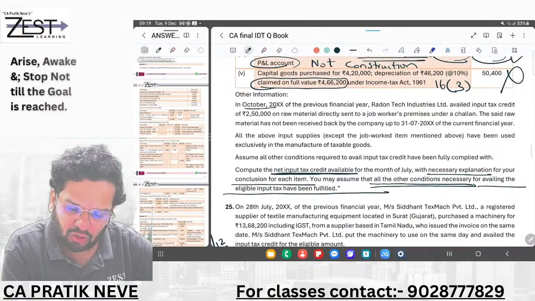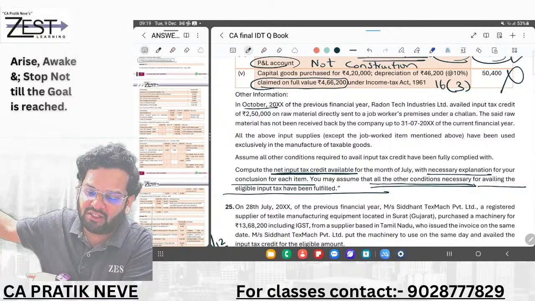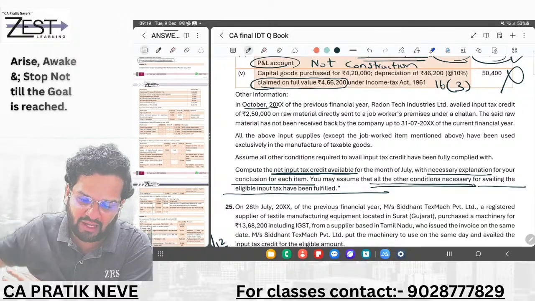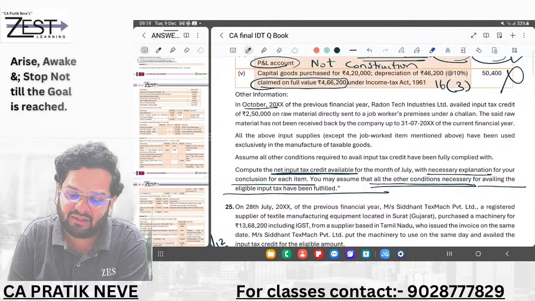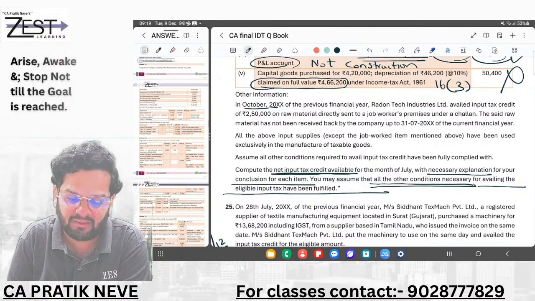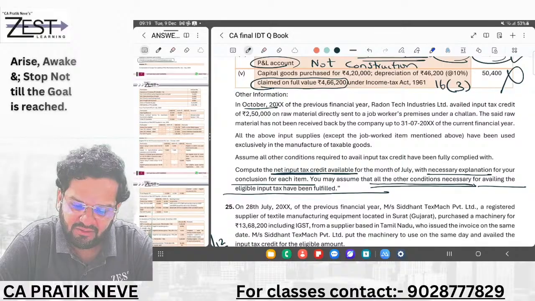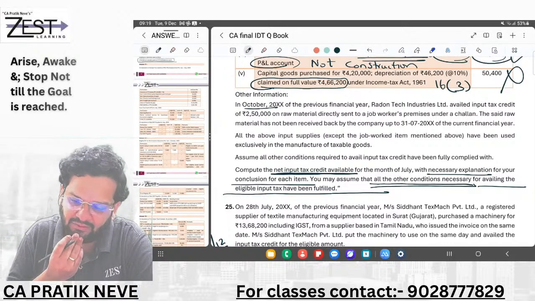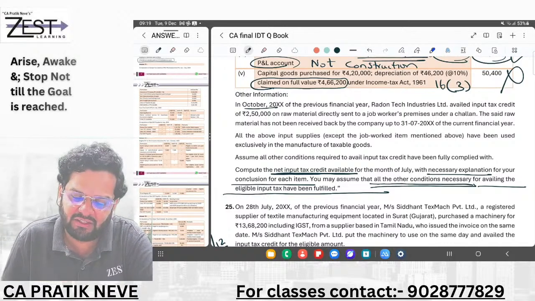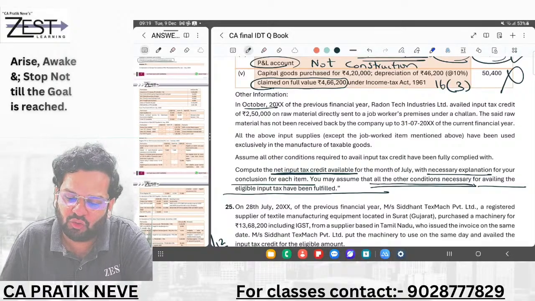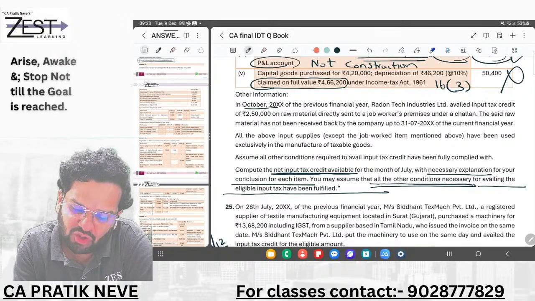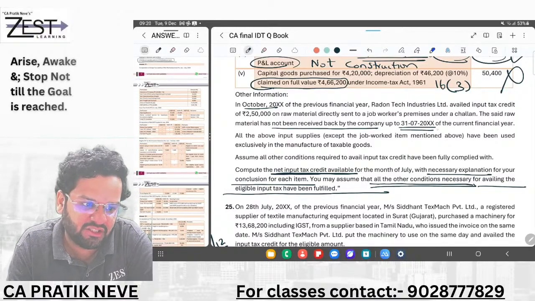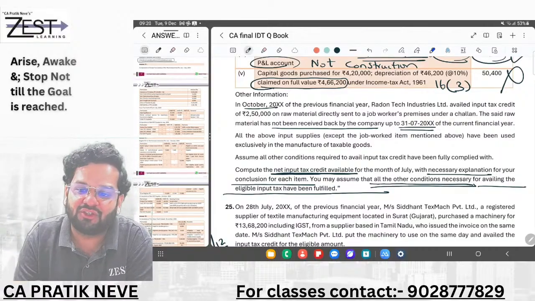Go ahead. In October of the last financial year, this Artec Industries availed ITC of 2,50,000 on raw material directly sent to the job worker's premises under challan. Yes, so it is possible. You can claim ITC. Even if you are sending some goods outside the factory to a job worker, you can continue to claim ITC. Said raw material has not been received back by the company up to 31st July of the current financial year. That is absolutely okay.